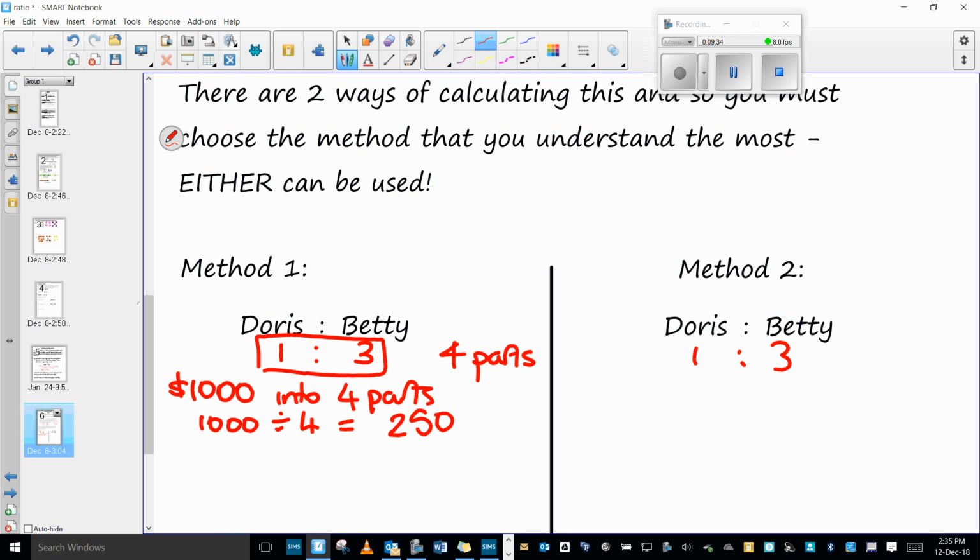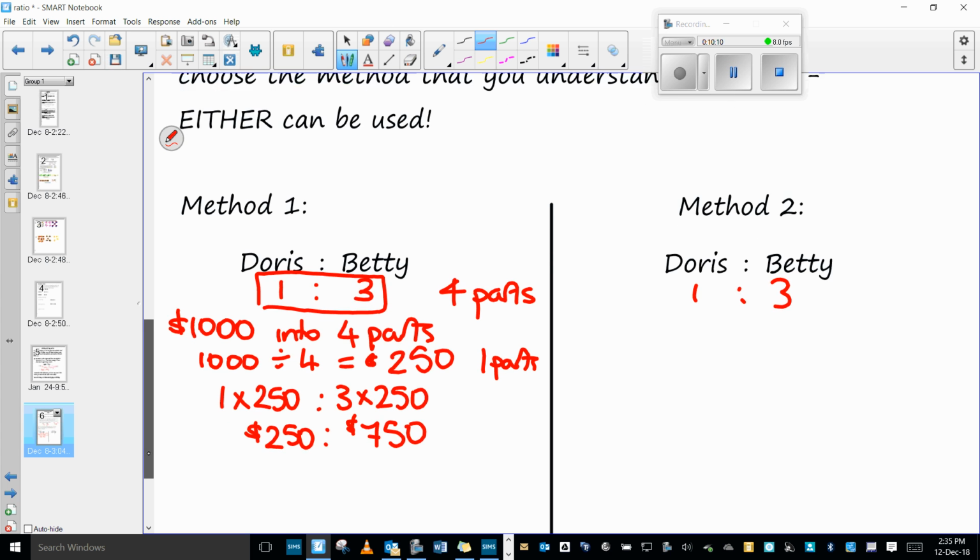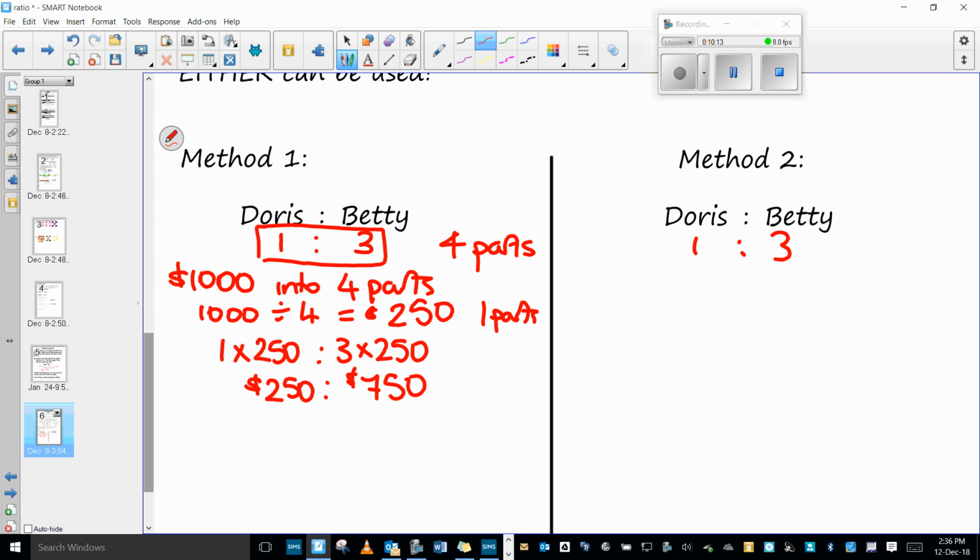Okay? So that's for 1 part. 1 part is worth $250. Then all we have to do is go back to see how many parts they each had. So Doris has 1 lot of 250, and Betty gets 3 lots of 250. So Doris has just $250. I say just, we find $250. And Betty, lucky lady, $750. Not bad for putting in $1.50, is it? She should have got her dollar now. I would have just split it.